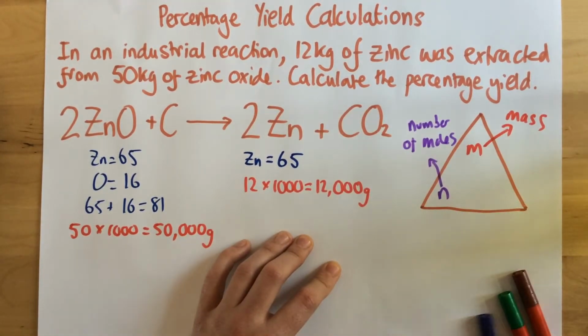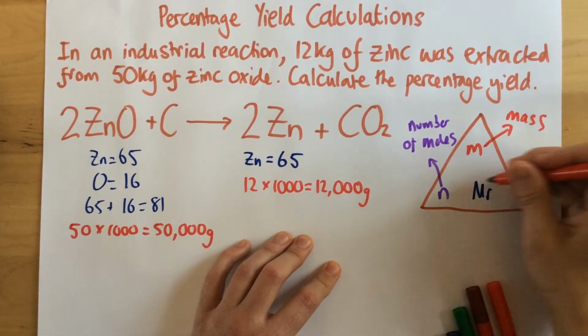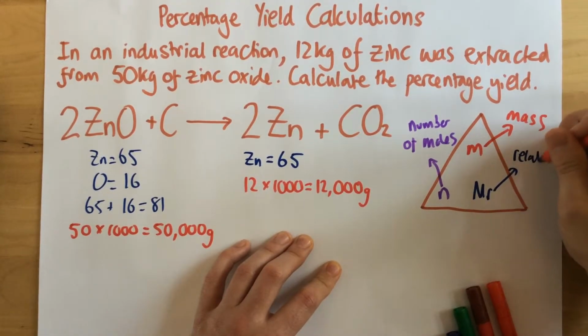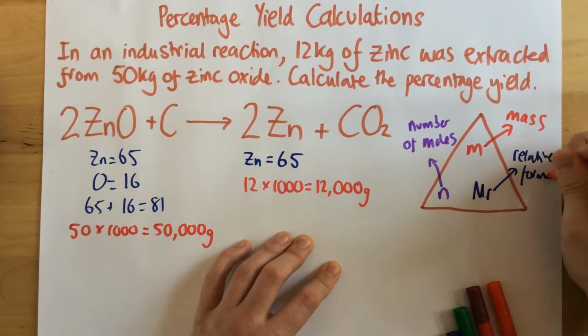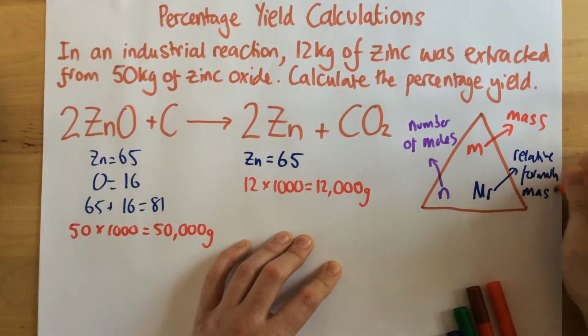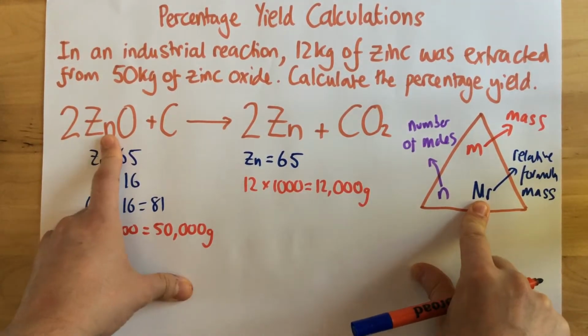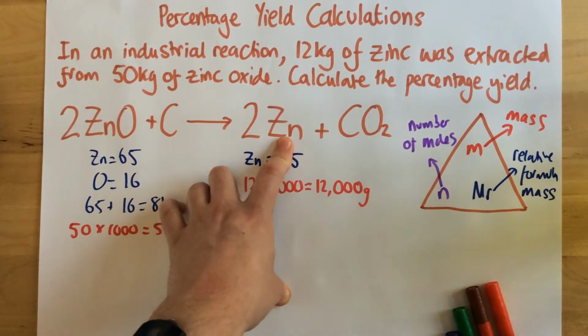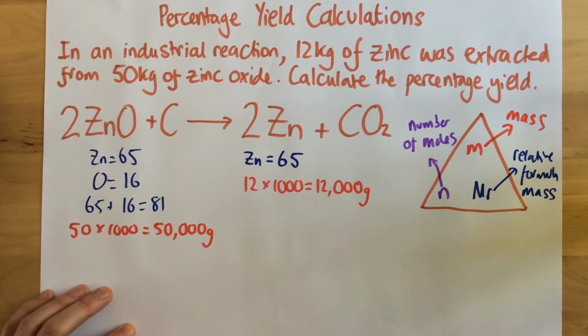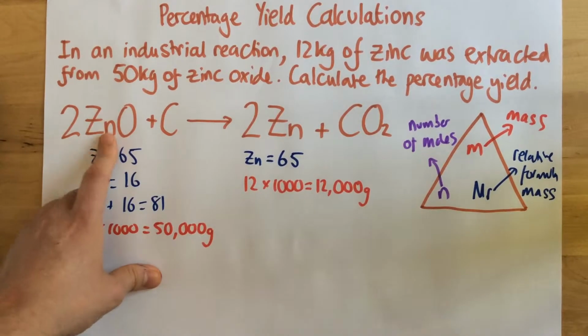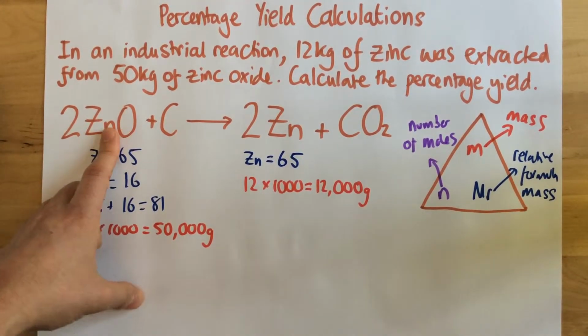And we have Mr, which stands for relative formula mass. Now this could be a relative formula mass if we're talking about a molecule, or relative atomic mass if we're just talking about an atom like that. So what we need to do first of all is find the number of moles of zinc oxide which reacted.